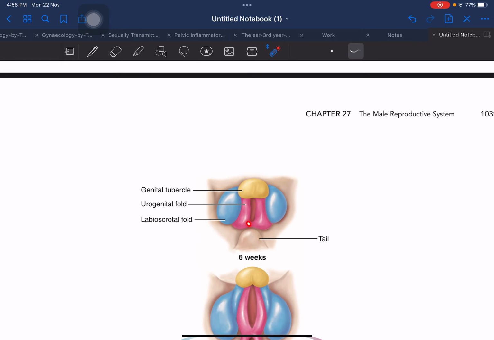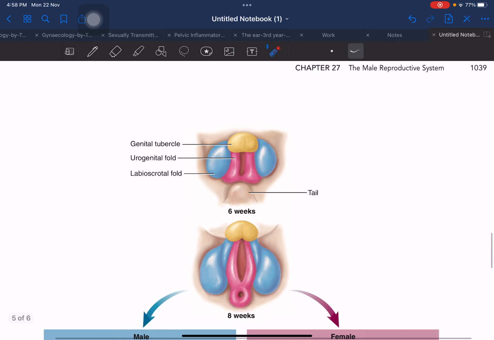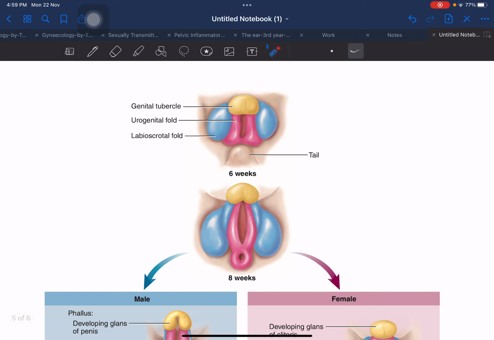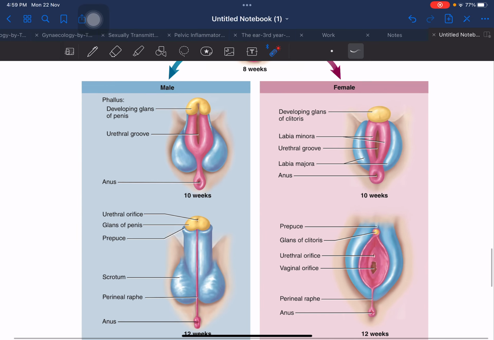From these three structures. This is called the genital tubercle. This is called the urogenital fold. This is called the labioscrotal fold. The genital tubercle, in case the person is a male, will form the glans or the phallus, the tip of the penis. The urogenital folds fuse ventrally in the shaft. If you're a female, it will form the labia minora. The labioscrotal fold, by its name, is either the labia majora or the scrotum of the male. That's how they develop.